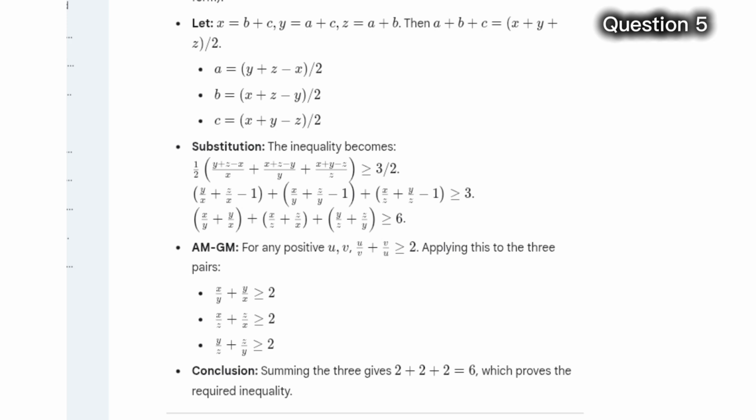The key tool: we then apply the AM-GM, arithmetic mean, geometric mean, inequality. This states that for any positive numbers u and v, u over v plus v over u must be greater than or equal to 2. The conclusion: we have 3 such pairs, and since each is greater than or equal to 2, their sum must be greater than or equal to 2 plus 2 plus 2, which is 6. This confirms the truth of the original inequality.